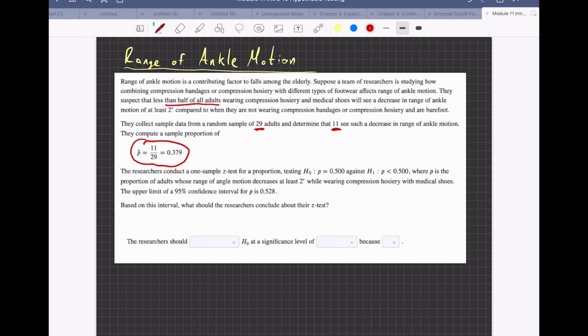They collect sample data from a sample of 29 adults and determine 11 see such a decrease in range of ankle motion. They compute a sample proportion of p hat equal to 0.379. Well, we're lucky here, right? They already computed this for us. We could have computed that easily. The researchers conduct a one sample Z test, one sample. So this means it's going to be testing a parameter, greater or less.